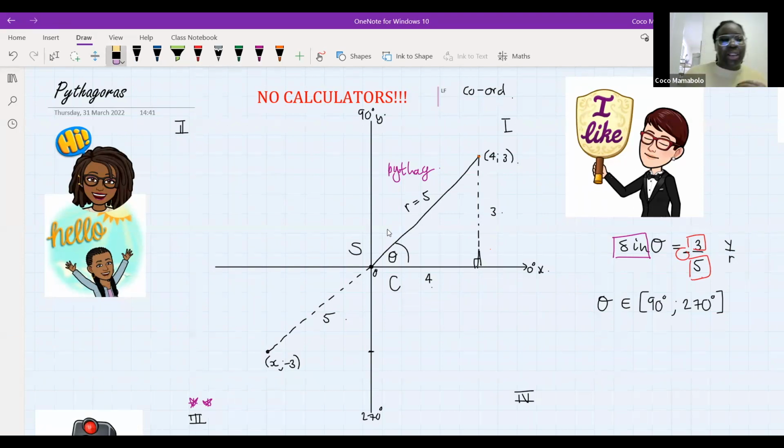But I want somebody to explain to me, why is R always positive? Who's got any idea? Why do teachers just say, guys, R is always positive, make R positive? What are we getting at exactly?